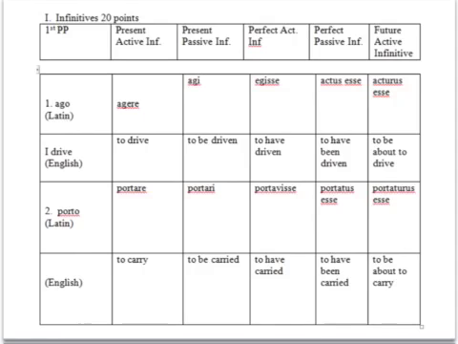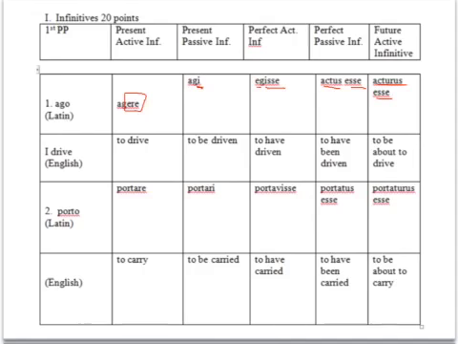And so for this version, it's ago. Ago is third, so it's agere, to drive. And since it's a third conjugation, three letters drop away. The ere drops away, and you just add the I. And it's agi, to be driven. Perfect active is third principal part plus isse, to have driven. Perfect passive, fourth principal part plus esse, to have been driven. And future active infinitive is the future active participle, which is just the fourth, but instead of us, it's urus, esse, acturus esse, to be about to drive.